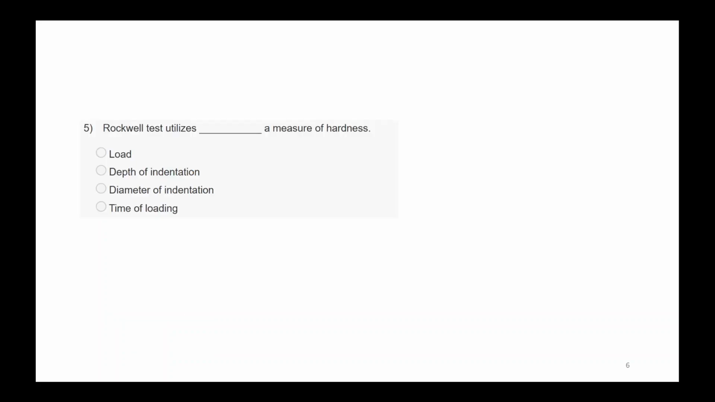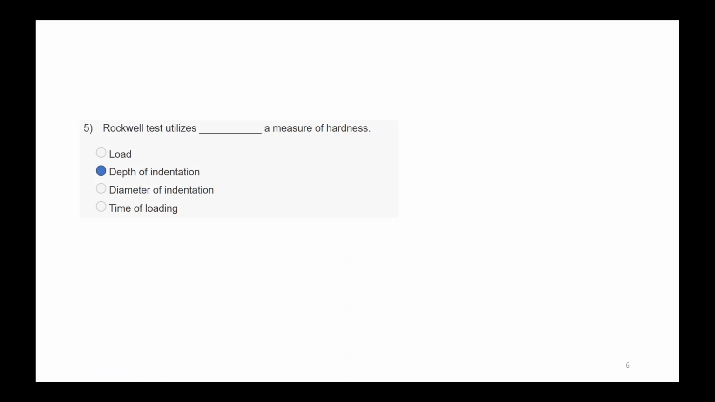Now the fourth question is: Rockwell test utilizes blank as a measure of hardness. So here it will be the load, depth of indentation, diameter of indentation, or time of loading. What do you think should be a measure of Rockwell hardness test? So the answer will be depth of indentation.